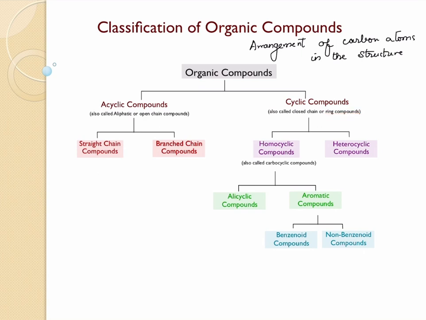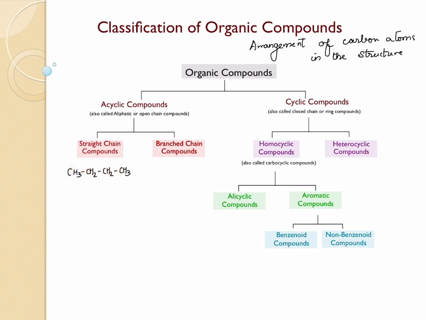The acyclic compounds can be further divided under two different heads. One is the straight chain compounds and the other one is the branch chain compounds. In straight chain compounds, all of the carbon atoms are going to be in a straight chain. So say for example, let's take the structure of butane. Butane has 4 carbons, but all of these carbons are going to be in the same row. Here is the structure of butane. So you can see that all of these carbons are exactly in the same row, same straight chain.